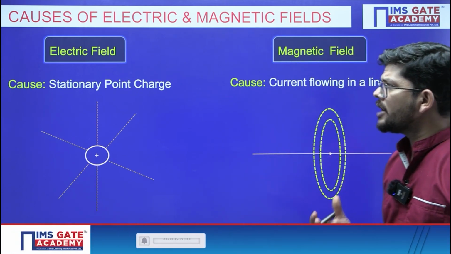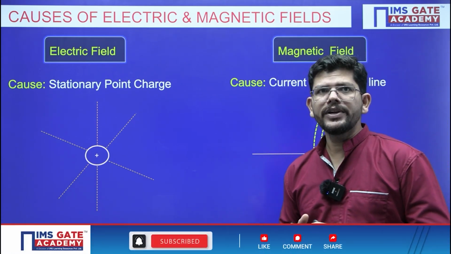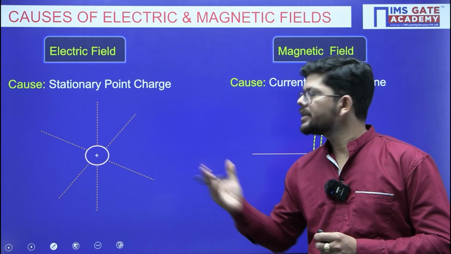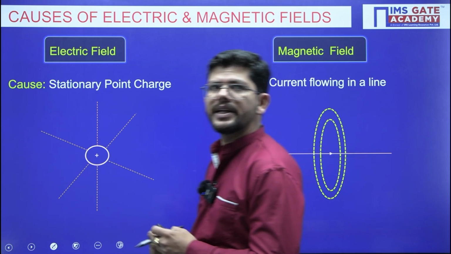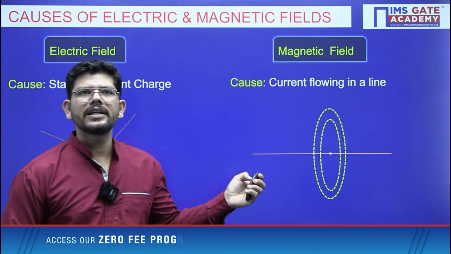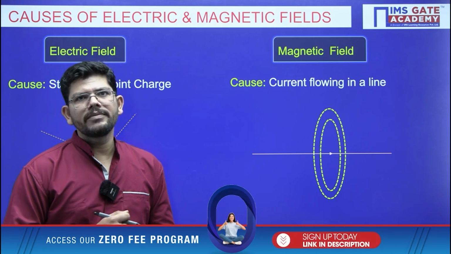If I talk about the causes of electromagnetic fields, what is the cause or what is the source of the electric field? A stationary point charge is the source of the electric field. What is the source of the magnetic field? A current carrying conductor is the source of the magnetic field.